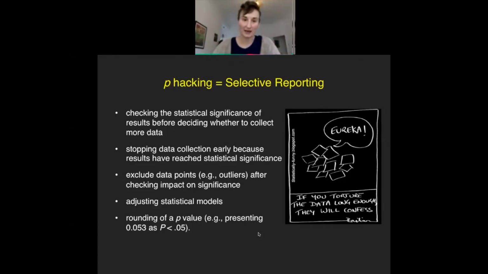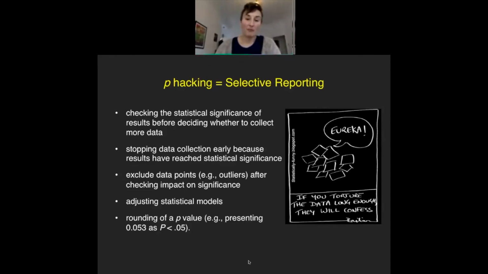That's also p-hacking. If you exclude data points, for example, outliers, to make the p-value look even smaller, even better, after checking the significance first, that's p-hacking. And also adjusting statistical methods or models. So you choose the type of statistic that gives you the smallest p-value. That's also not okay.